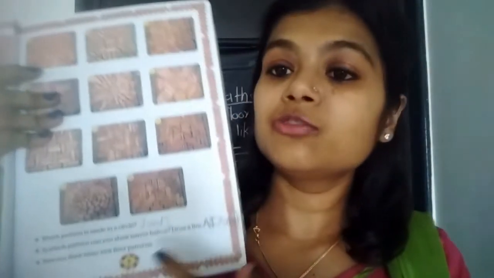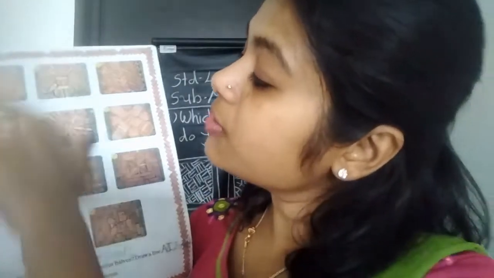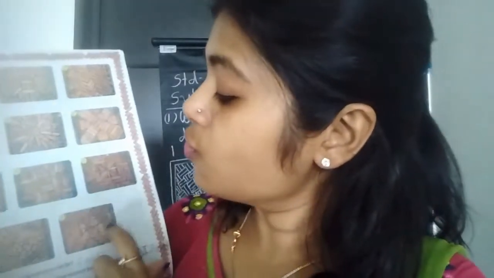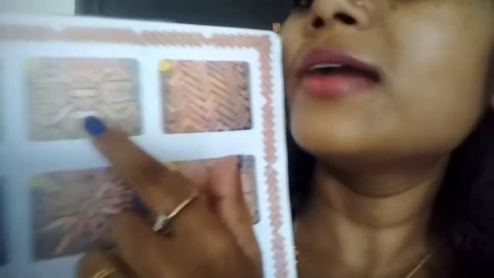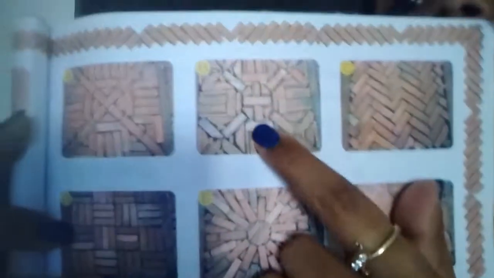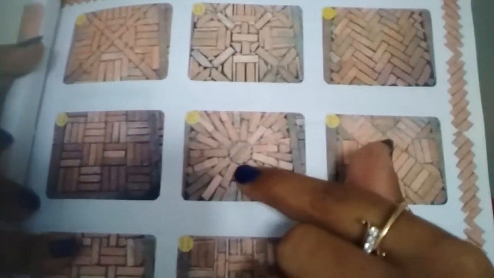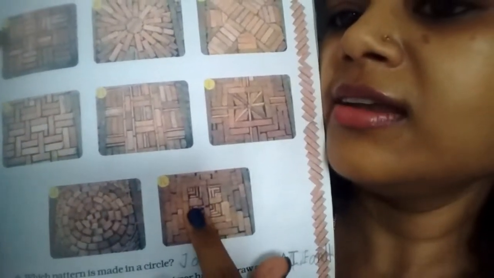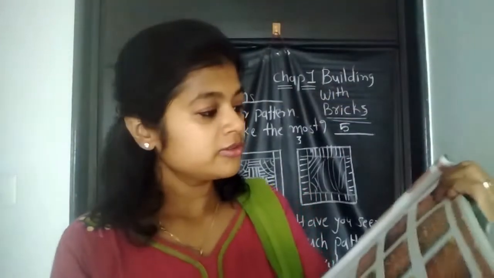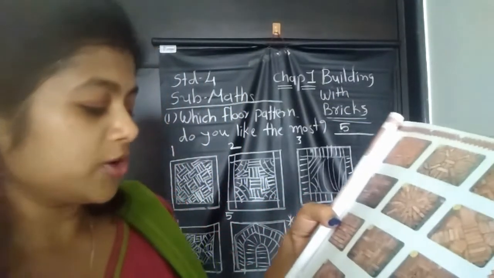Okay, on the next page, page number 3, you will find the different kinds of brick patterns from A to K. Okay, all the patterns are different. Can you observe that? This is the pattern number A. This is the pattern number B. Pattern number C, D, E, F, G, H, I, J and K. Now based on these patterns, there are some questions.